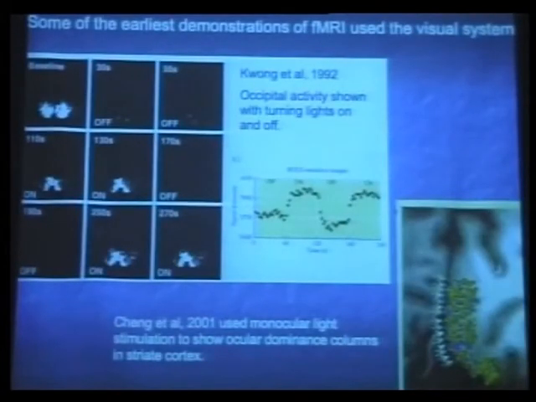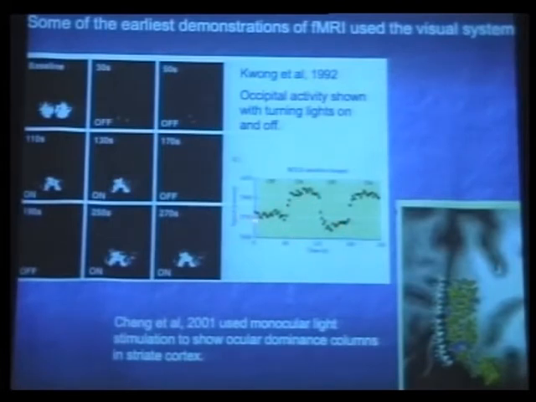And some of the earliest demonstrations that this actually could work used the visual system. This was Kwong's experiment back in 1992. It's very straightforward. They put somebody in the magnet, and they turned all the lights off. Then they turned all the lights on. Then off and on. And you can see this is for 60 seconds at a time. 1 minute lights on, 1 minute lights off.